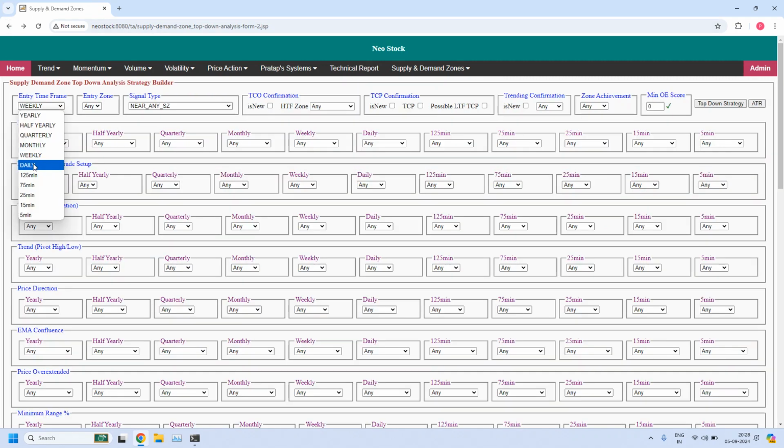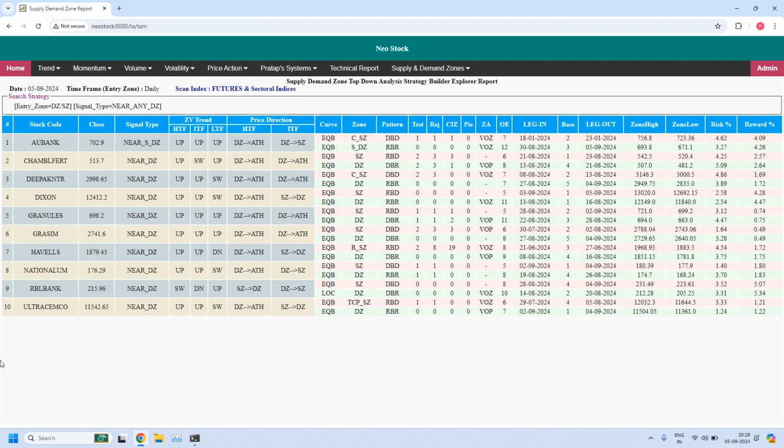Next time frame is daily. Let us find the stocks near daily demand zone. 10 stocks are filtered. Let us identify high liquidity zones, if any, from this list. Here we have a high liquidity demand zone, AU Bank. Also, it is having high liquidity supply zone. That's it. We have only one high liquidity daily demand zone from this list.